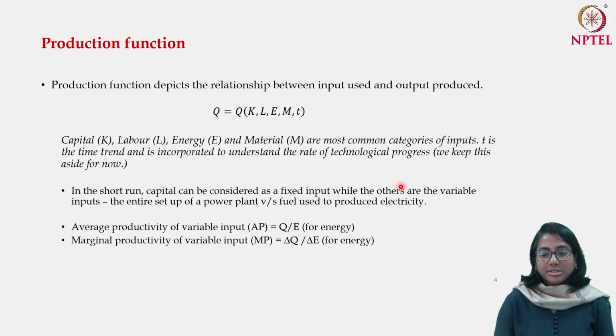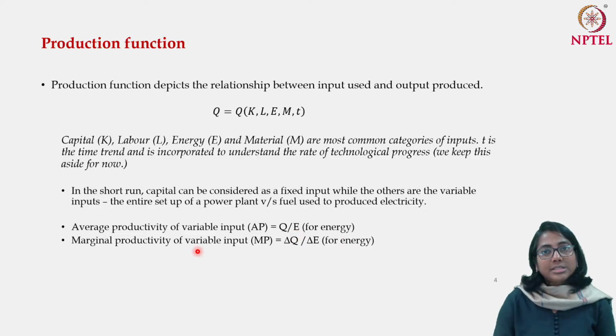There are two related concepts that we are going to discuss. The first one is the average productivity of variable input. So what is that? If you think of energy as the variable input, then total output Q divided by total energy used, E, is called the average productivity of the variable input. Here again, let me remind you that if you take the reciprocal of this average productivity, that is, if you take E divided by Q, you actually go back to the concept of energy intensity that we had been discussing during the first week of the lecture.